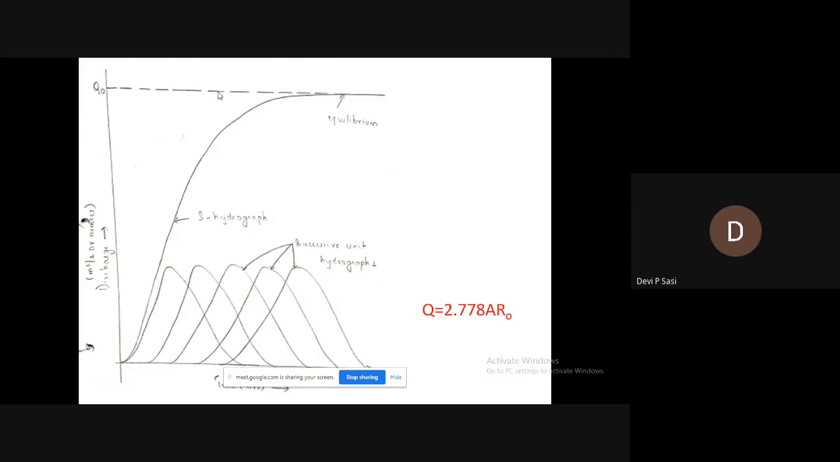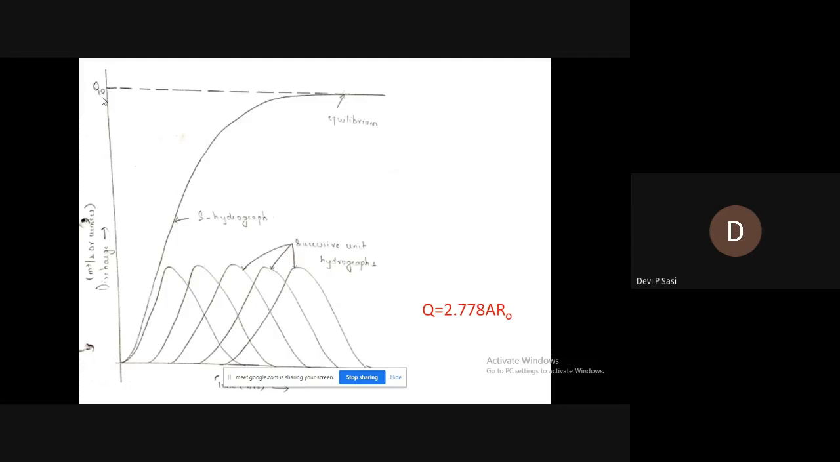till a constant value of discharge is reached. That constant value of discharge is represented as Q naught. And the rainfall corresponding to Q naught can be represented as R naught.